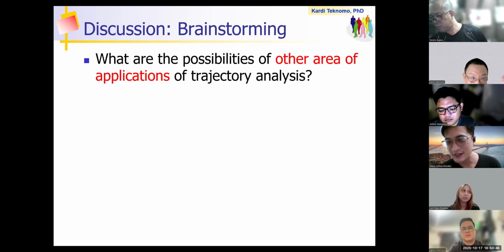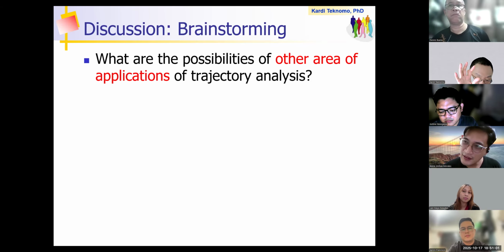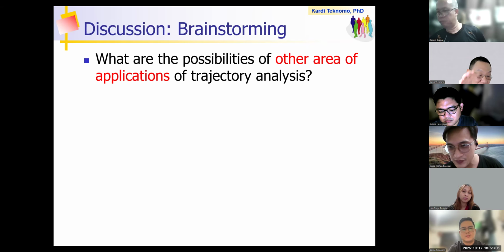When you want to apply trajectory, it's important to understand the definition of trajectory. Trajectory means node sequence. That means you need to have nodes. So in your study, what is the node? Nodes that change over time. And what is the agent? Because it's a node sequence of the agent, right? So what is the agent here?